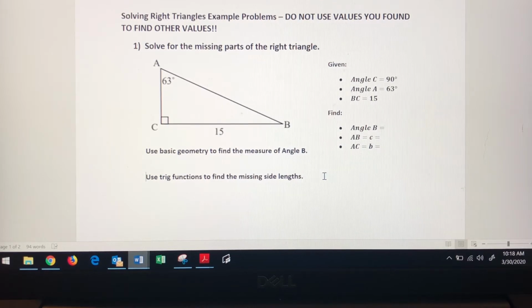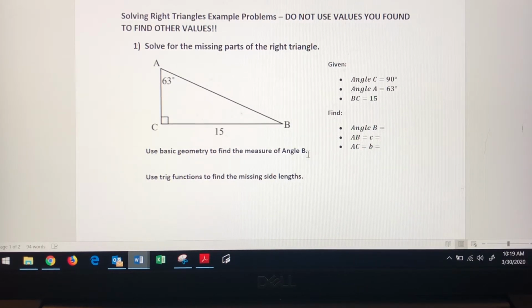One thing before we get started, up here in all caps: do not use values that you find to find other values. What that means is, it's pretty easy to find angle B, but you might make a calculation error and say angle B is 37 degrees, for example. We know that's not the case, but it's a pretty common mistake. If you use that 37 degrees in subsequent calculations to find these other sides, you're using wrong information. So we always want to stick with the given information in our calculations to find what's missing.